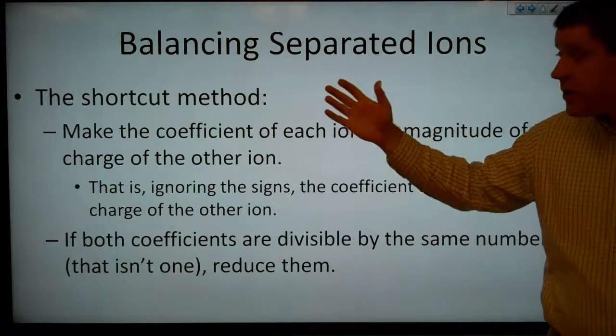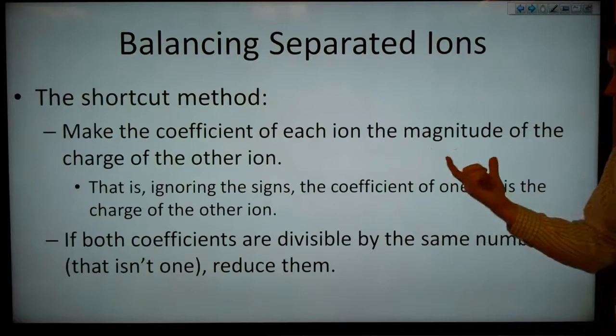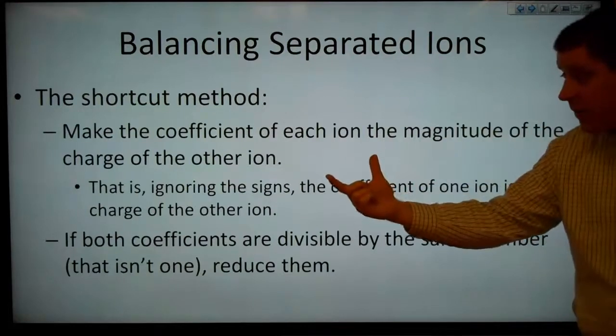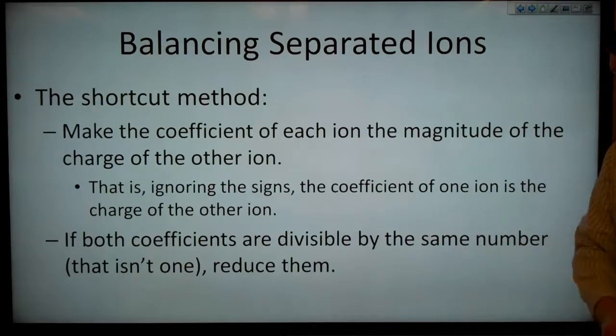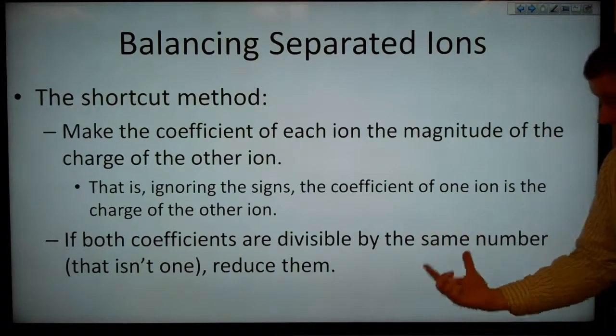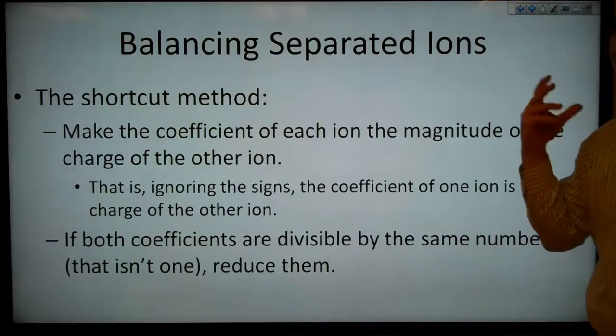The second method is the shortcut method. In this method, you make the coefficient of each ion the magnitude of the charge of the other ion. That is, ignoring the signs, the coefficient of one ion is the charge of the other ion. If both coefficients are divisible by the same number other than 1, then we reduce them. So let's look at an example.